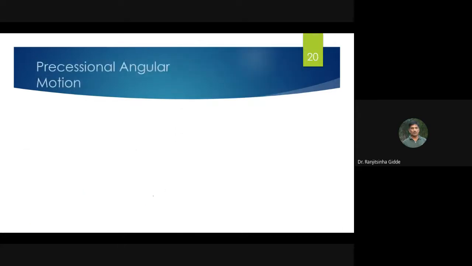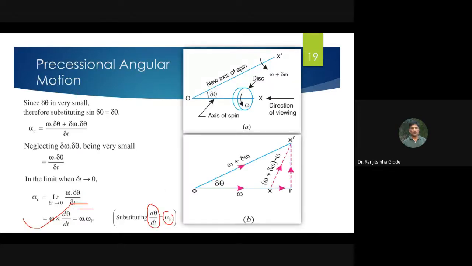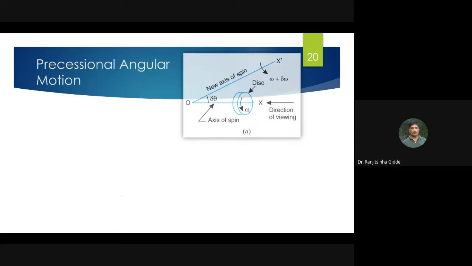Next line. This will be asked for MCQ. Remember that this is the angular acceleration component which is perpendicular to this OX. This will be asked in MCQ.